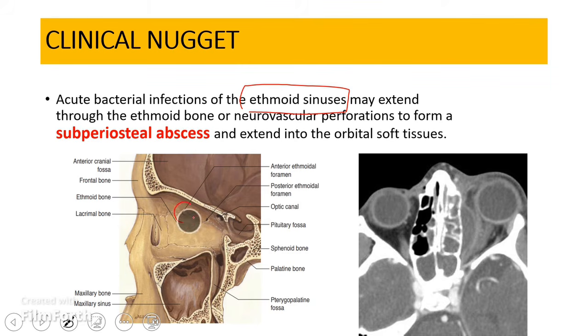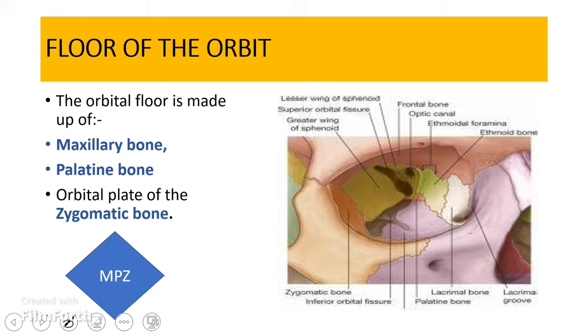So you can see these two holes which are present in the medial wall, and these are the anterior ethmoidal foramen and the posterior ethmoidal foramen. And many a times you will see that the acute bacterial infection of these ethmoidal sinus, which you can see over here in this radiograph as well, can actually extend to the orbit below the periosteum of the medial wall, and that will form a medial subperiosteal abscess.